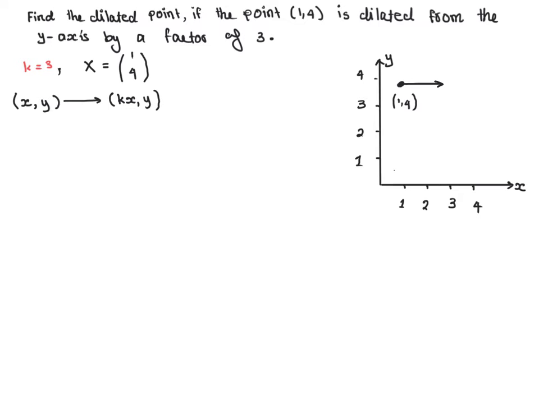So if we do that, let me write down the point we got. The point is 1 comma 4. That will become k, in this case 3, times x, which is 1, comma y, in this case 4, so as it is, and we got that equals to 3 comma 4. All right, so the new point would be at the point 3, 4.